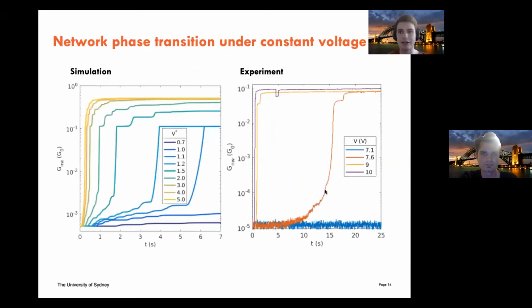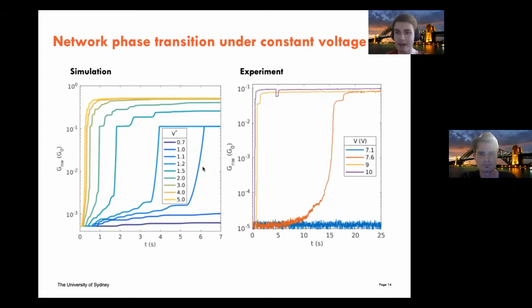And so the easiest way to probe these networks, or the most simple stimulation we can use, is just to apply a constant voltage bias across these networks. When we do this in both simulation and experiment, and look at the conductance time series, which is the y-axis, at different voltages, which are the different curves, we see that below a certain voltage, the network stays in a low conductance state in both simulation and experiment. And if you go above this critical voltage, then the network conductance jumps by orders of magnitude. So the network undergoes a phase transition from a low conductance to a high conductance state.